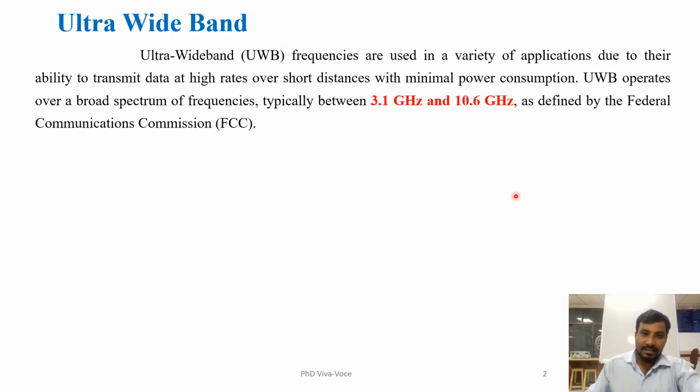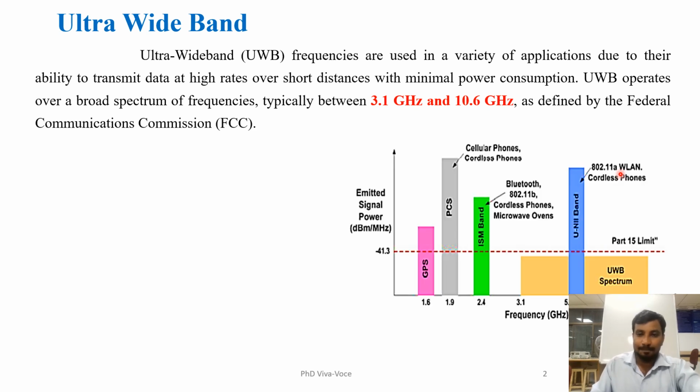Before we get into designing a UWB antenna, I mean ultra wideband antenna, let us see what is meant by ultra wideband. Ultra wideband is a frequency range lying between 3.1 gigahertz and 10.6 gigahertz, as defined by the Federal Communications Commission. This frequency range is widely used for different types of application because it can transmit data at very high data rates over short distances with minimal power consumption.